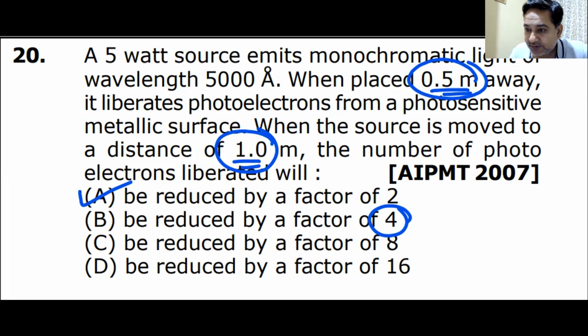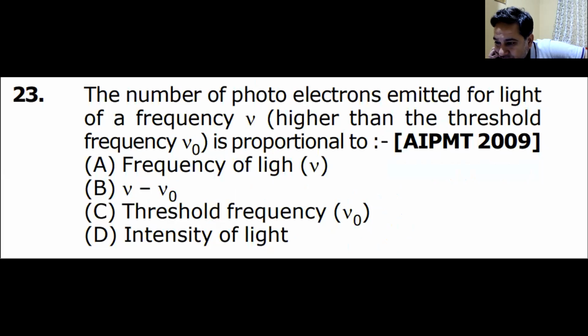Then, sir, next question, sir. Again, AIPMT 2009. Most of the questions can be done orally, sir. Can you get me the answers, bacha, for this one? The number of photoelectrons emitted for a light of frequency v, which is higher than the threshold frequency v naught, is proportional to, AIPMT 2009. What is the answer, sir?